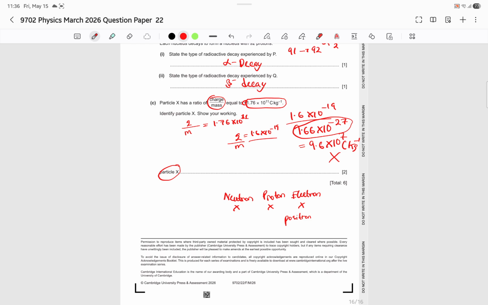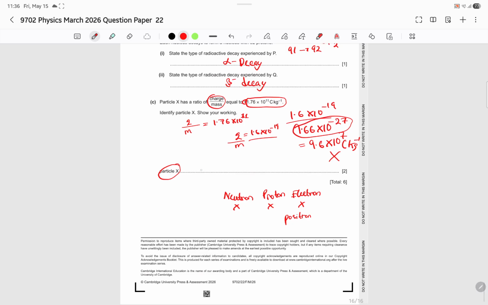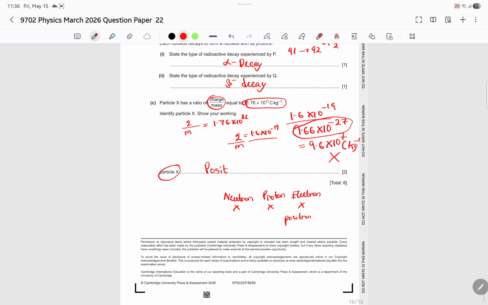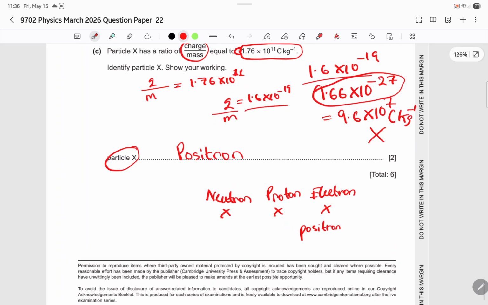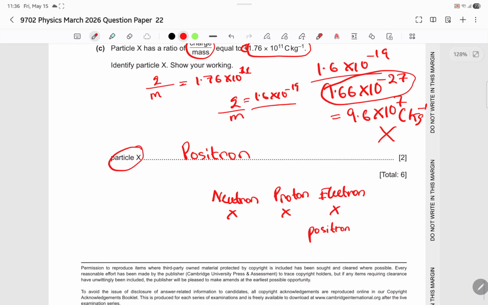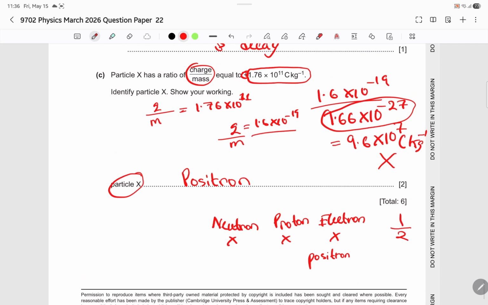Since it's positively charged, it can either be a proton or a positron. Particle X cannot be from beta plus decay, so the only option left is positron. But even if it is a positron and you do get a mark, you're going to get 1 out of 2. You still have to show your working. So we know that it's a positron, but how can we show it?